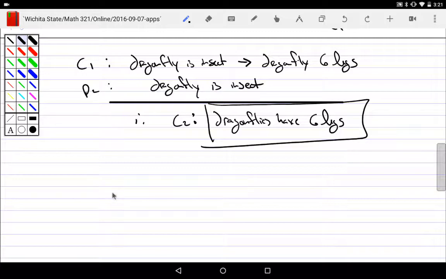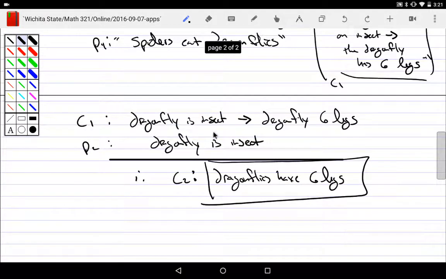So for your attendance problem, what I would like you to do is to continue this process and get some more conclusions from this for handing in next time.